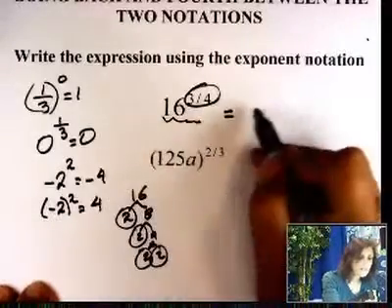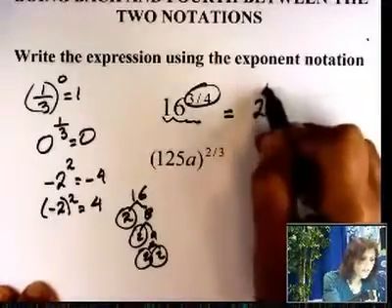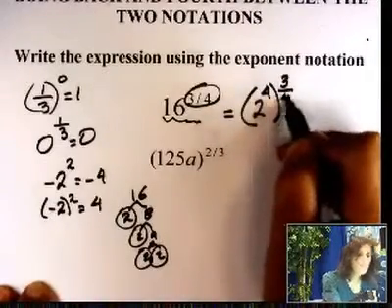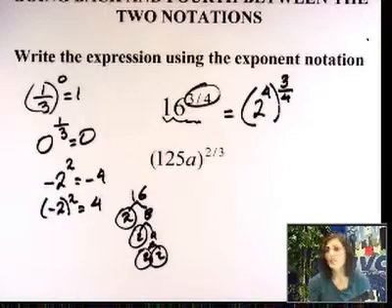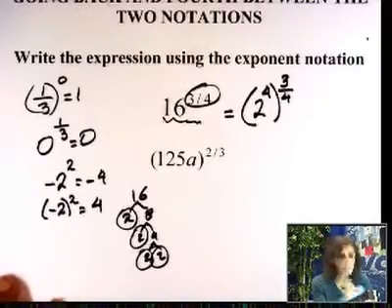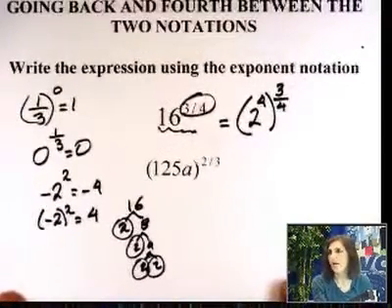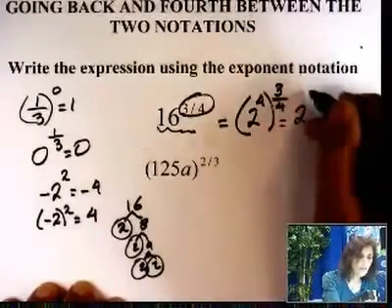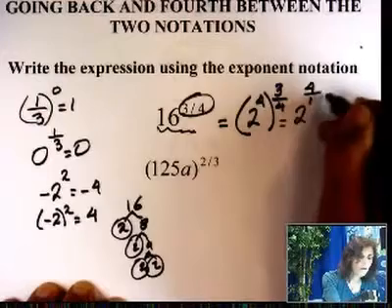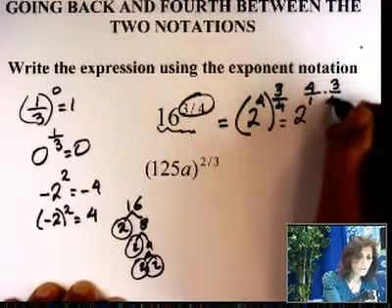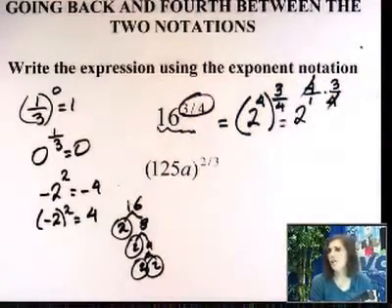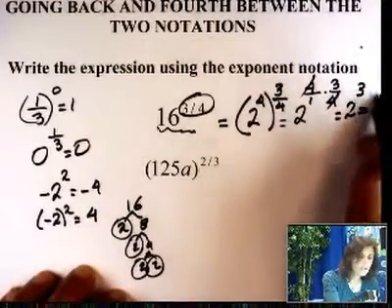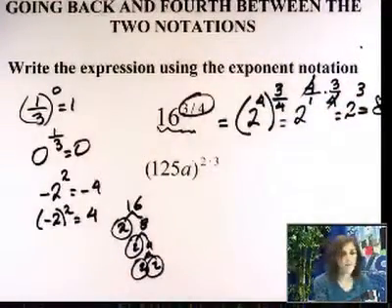So I can write 16 as 2 to the 4th power. And guess what I need to do after that? I have an exponent of an exponent. It will make my life a little easier to deal with. Watch. 2 to the 4 over 1 times 3 over 4. Guess what happened? These two went away. You ended up with 2 to the 3rd, which is 8. Well, that made my life a little easier.